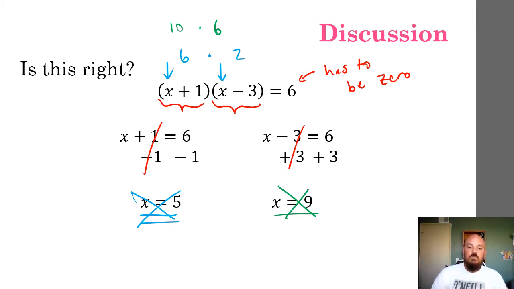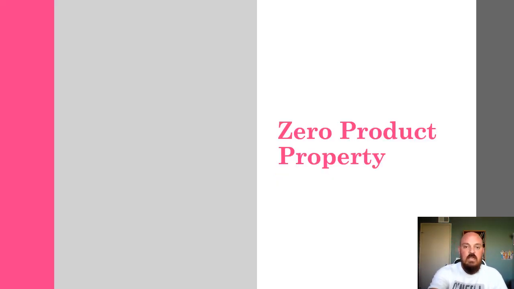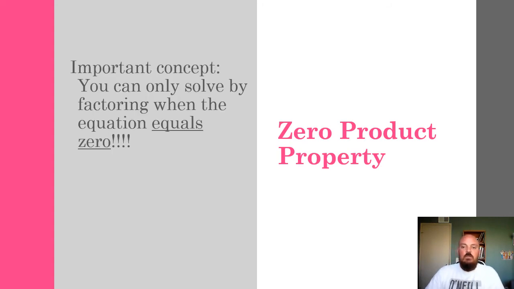So all of this work was wrong. You definitely don't want to do this work, the big X through it. It needs to be a 0. So let's put that into the notes. A very, very important concept for this type of question: you can only solve by factoring when the equation equals 0. If it's not equal to 0, then you can't use the zero product property.